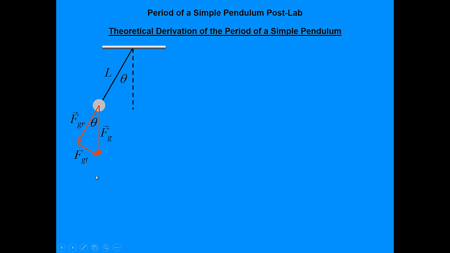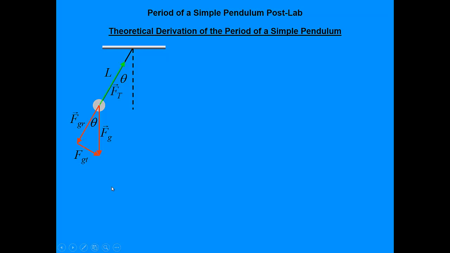Now, why would we choose a radial component and a tangential component? Well, remember that radial components exert no torque. So it is only this part of the force of gravity, the tangential component of the force of gravity, which exerts a torque and therefore makes this oscillate. With me there?